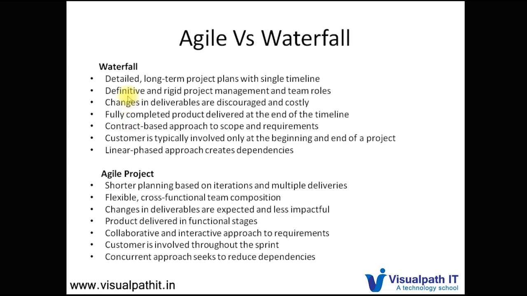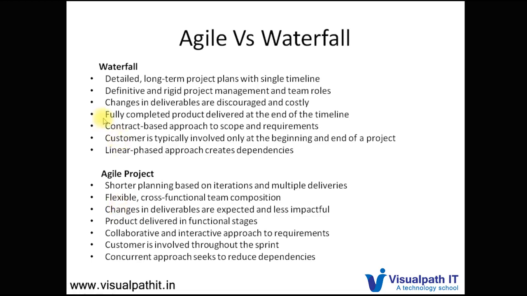Now Waterfall has definitive and rigid project management and team roles. It's very rigid, it will not encourage requirement changes, and even team members have very defined roles. But that's not the case in Agile. It is flexible, and we expect a cross-functional team composition in Agile, so they can help each other out. In Waterfall, changes in deliveries are discouraged and costly, but they are embraced in an Agile project.